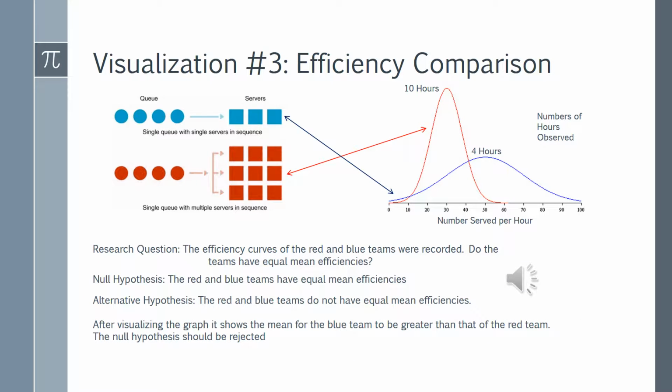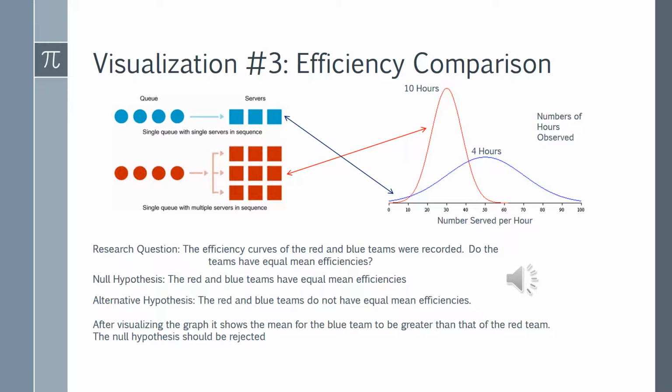The third visualization test is an efficiency comparison. Looking at the bell curves, we can see that there's a vast contrast: 10 hours versus 60 numbers served per hour, and 4 hours versus 100 numbers served per hour. The question asks, do the teams have equal mean efficiencies?